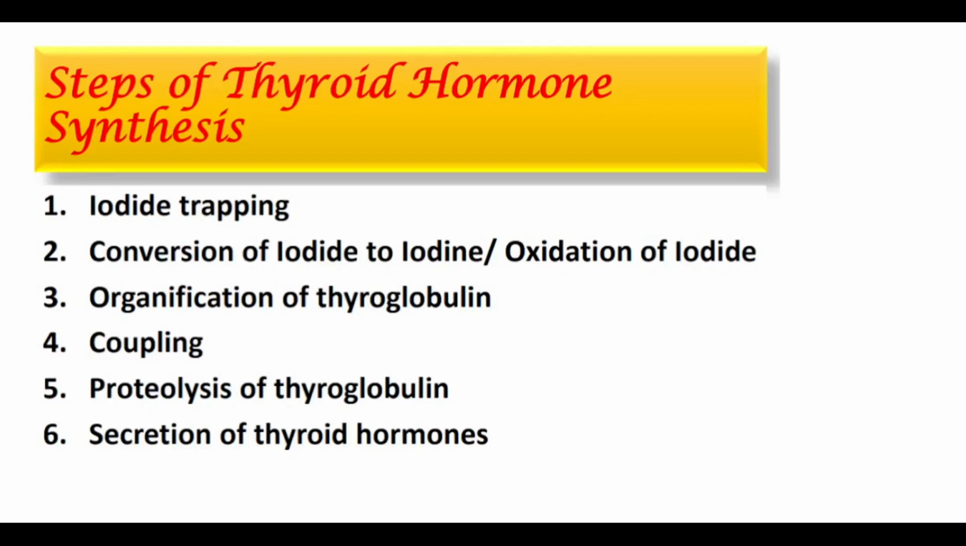So proteolysis of thyroglobulin means, thyroglobulin is a glycoprotein, so proteases will digest this thyroglobulin so that we can cleave the thyroid hormones that are present within the thyroglobulin. Then later these thyroid hormones are secreted into the blood from the thyroid follicular cells.